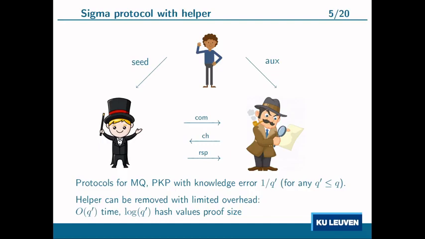The overhead in doing this is dominated by the prover building a Merkle tree with q prime leaves, so the prover time goes up by an amount that is linear in q prime, and the prover also needs to include a path in his Merkle tree in the response, so the proof size goes up by an amount that is logarithmic in q prime. So at first we win some efficiency by introducing the helper, and later we lose some of that efficiency because we have to do this transformation that gets rid of the helper again. But overall, it's still a net improvement in efficiency.